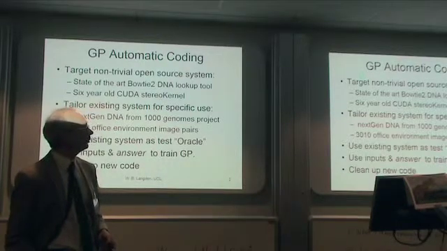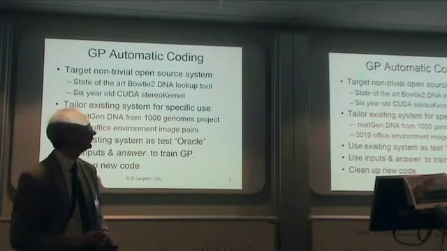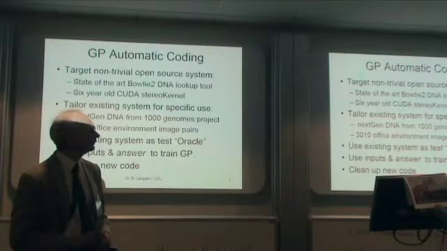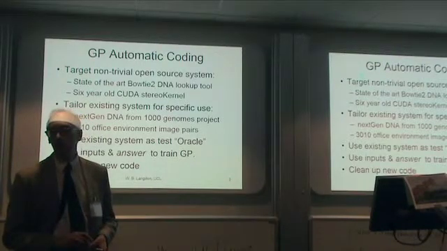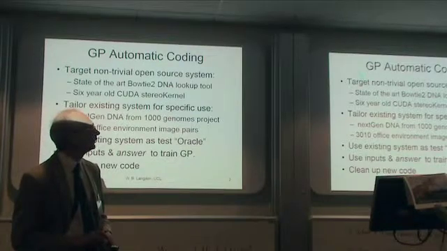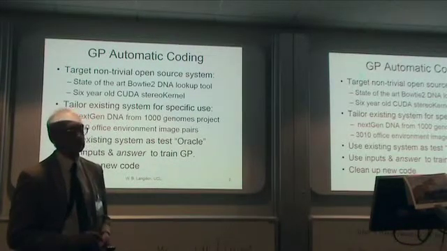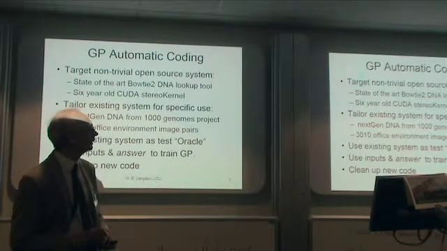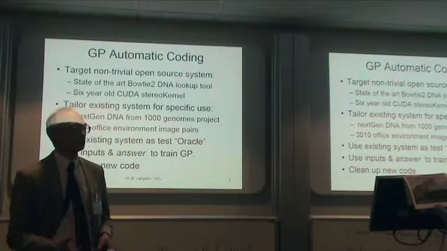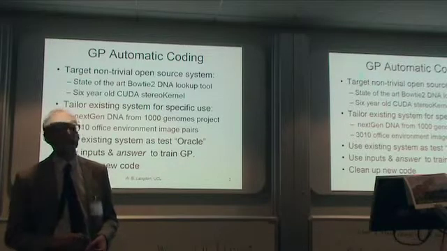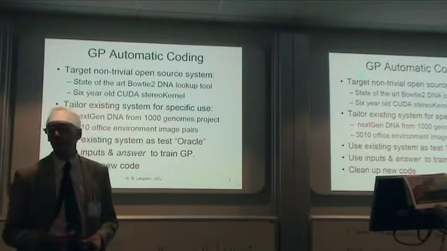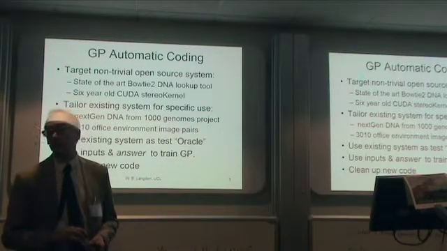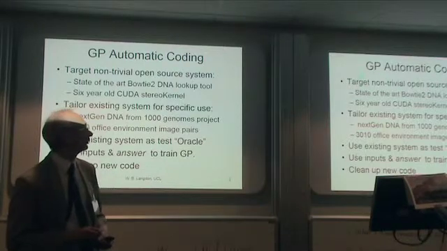The idea is what we want to do is take a non-trivial system and improve it using GP. The system I've chosen is a state-of-the-art DNA lookup program. It's Bowtie 2, which is about 50,000 lines of code. So it's not a huge system, and it's written by a single author. What we're going to do is take that, which is a generic tool written in C++, and specialize it using GP for a particular task, which is processing next generation DNA sequences from the 1000 Genome Project.